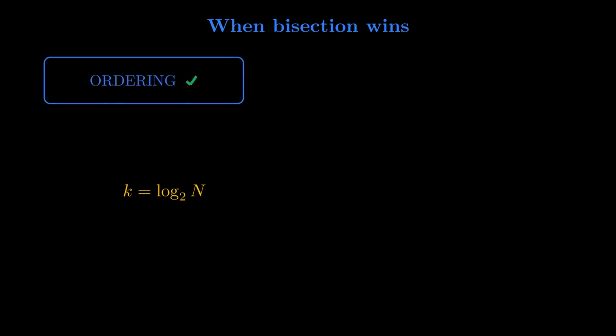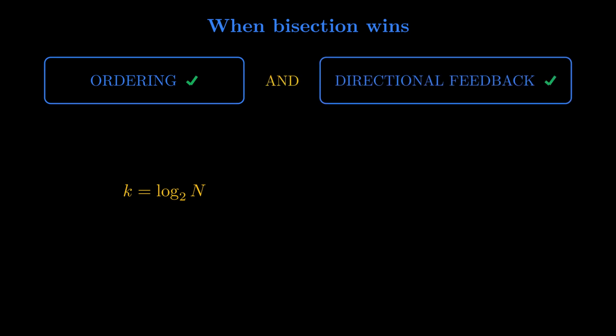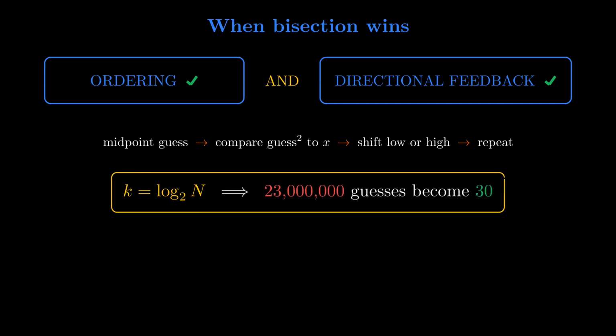Bisection search beats the approximation method by a staggering margin, but only when both properties hold: ordering on what you're searching, and the feedback that points you higher or lower. Miss either one, and you're back to crawling through values one at a time. Have both, and the logarithmic growth does the rest.